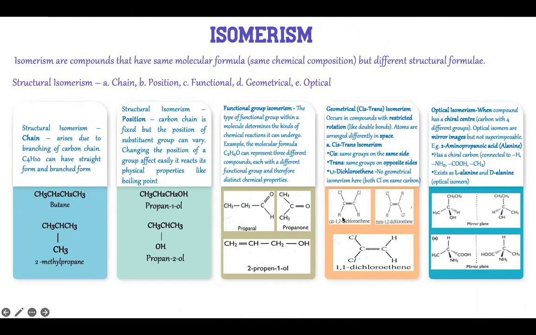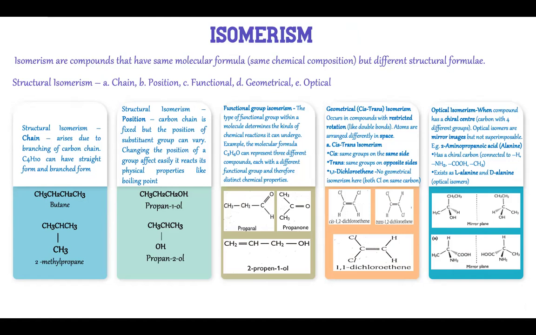Then we have isomerism. Isomers are compounds that have the same molecular formula, same chemical composition, but different structural formula. Structural isomerism can be divided into several types. First, chain, position, functional, then followed by geometrical, and finally optical. Chain isomerism refers to change in the carbon chain. The change arises due to branching of the carbon chain.